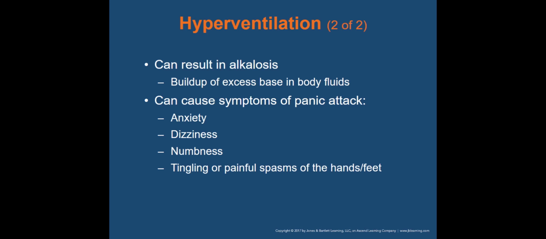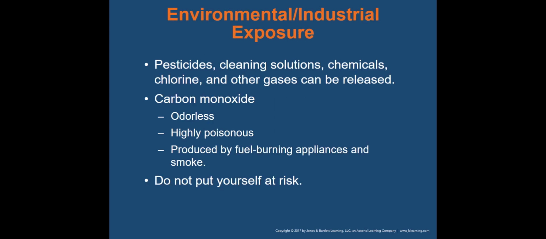So then in hyperventilation syndrome, as I was talking about initially, there's a buildup of excess base in the body fluids, basically too much, so you create that alkalosis. There's a series of symptoms that come along with this, like with anxiety: you have dizziness, they'll have numbness, particularly perioral numbness around their mouth and numbness in their fingers and their feet. They'll have tingling or painful spasms of the hands and the feet as well, also referred to as carpopedal spasms.